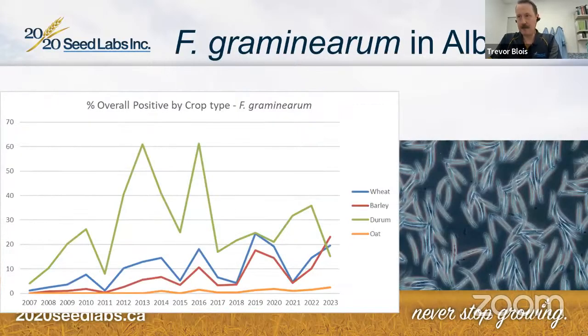When we look at the crop type, generally it breaks down by the susceptibilities of the different crops. So this is the percent of samples that are testing positive for each one. Durum is generally more susceptible by quite a large amount to Fusarium graminearum. You can see in some of these years it was over 60% of samples that were testing positive. This year, because of the geographical distribution and where durum is grown, it's actually quite low. So only about 15% of durum samples are testing positive this year.